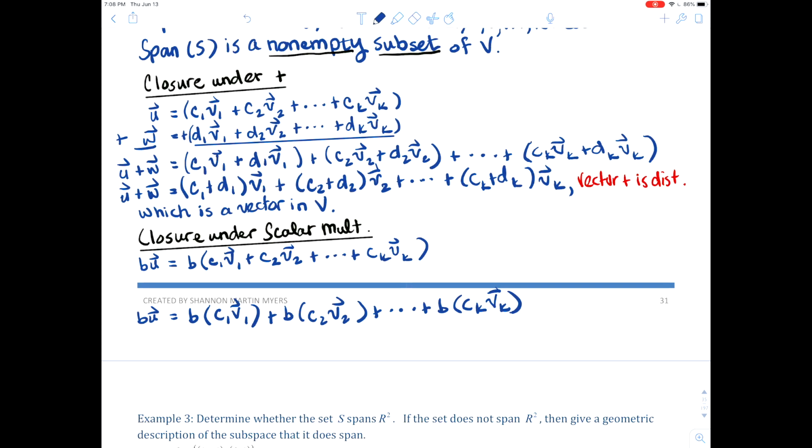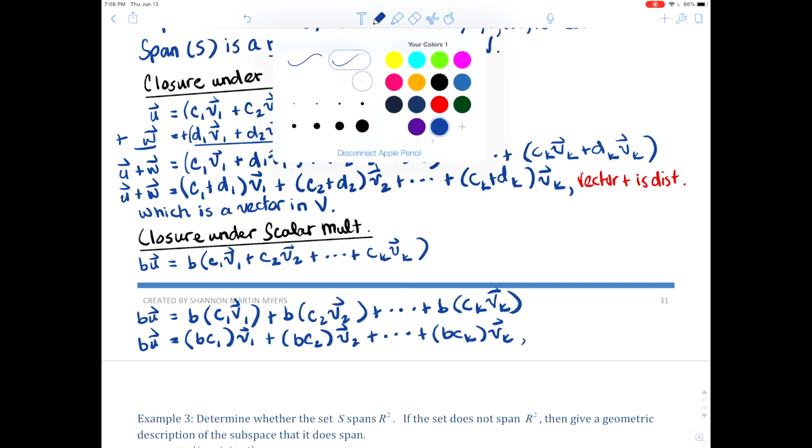Cool so far? And then what will happen? b times u will be equal to, I can use the associative property for scalar multiplication, and I'll have bc1 times v1 plus bc2 times v2 plus dot dot dot plus bck times vk. And that is because of what?